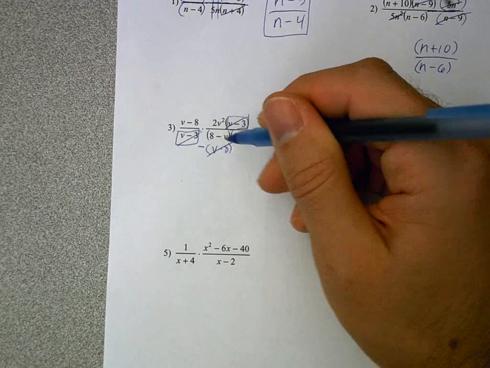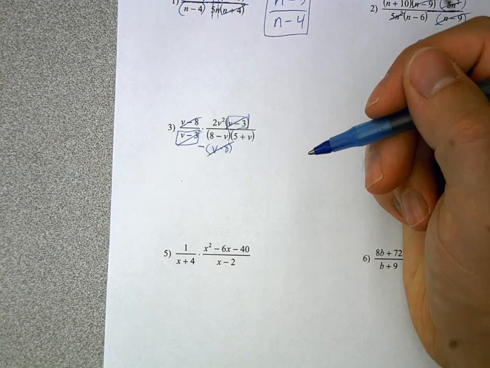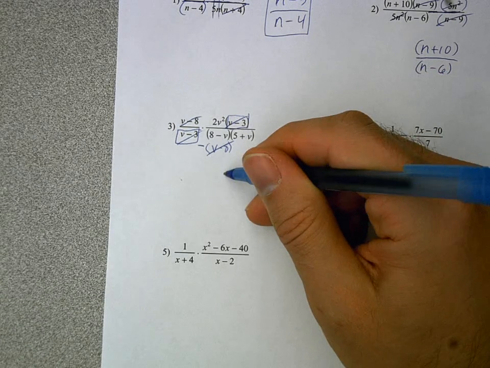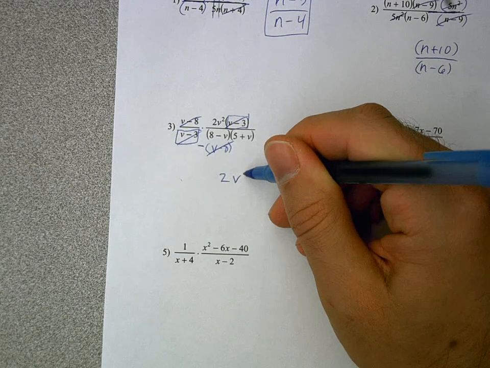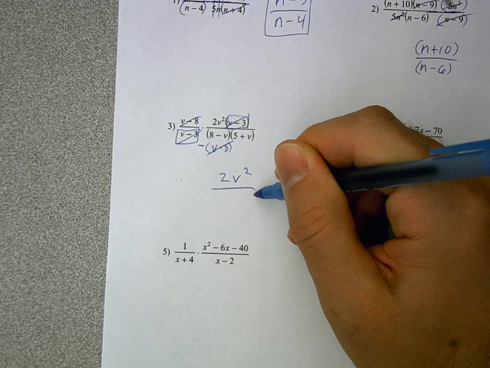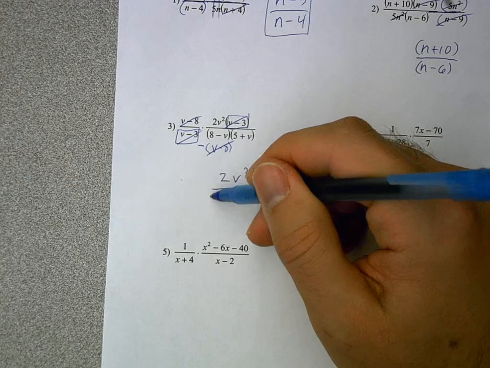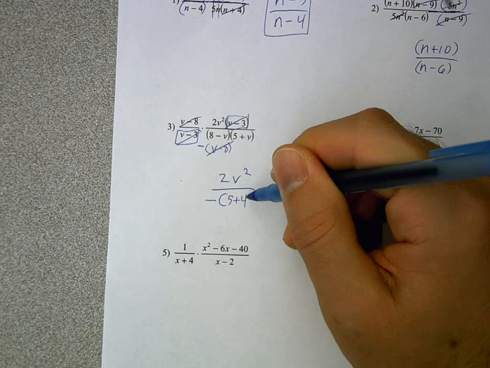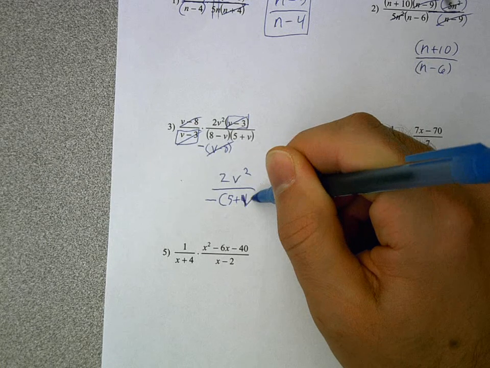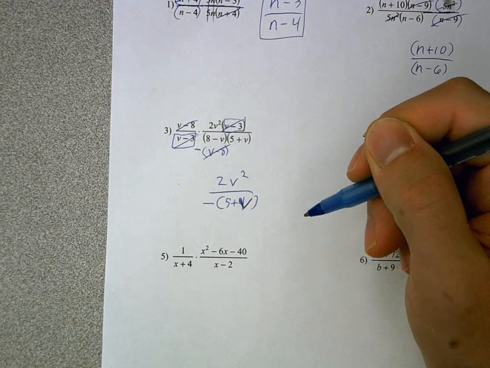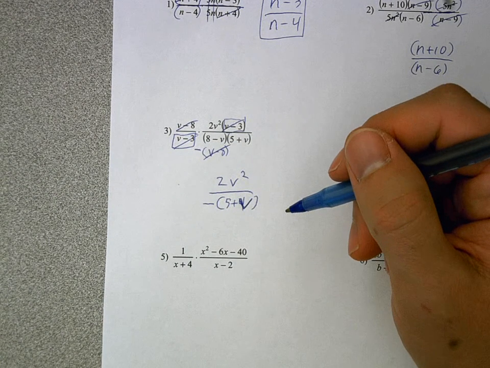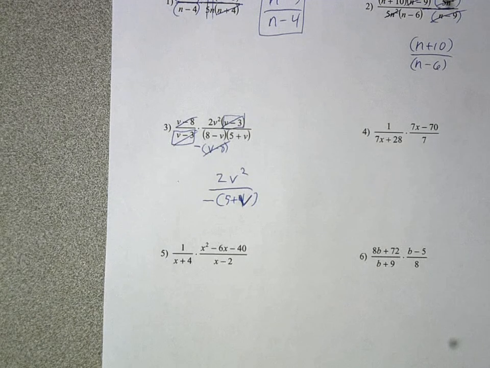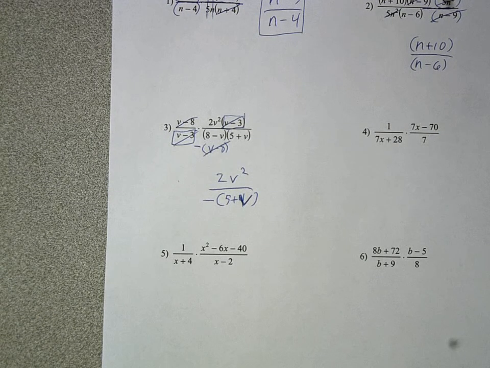So now, those reduce. We're left with 2v squared over negative 5 plus v. That's not a v. 5 plus v. If you want to distribute the negative in and make it negative v minus 5, that's fine also.